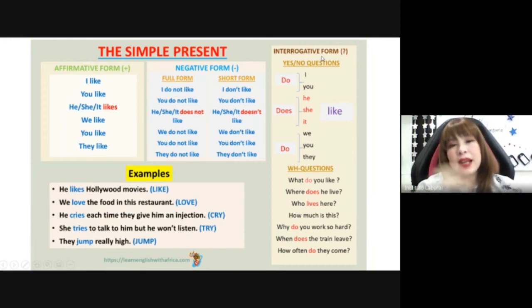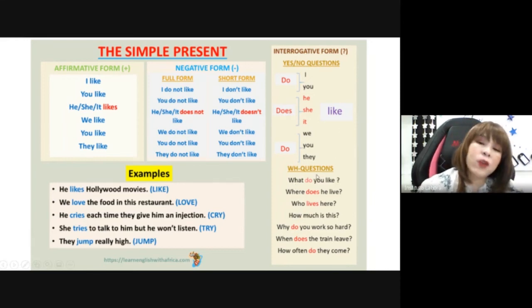Interrogative form. Let's review this again. The interrogative form needs the use of the modal auxiliaries do or does. I use do when the subject is I, you, we, you, and they. And I use does when the subject is he, she, or it, the VIP, the very important people, right? The third person singular. The verb does not need the S anymore because the modal auxiliary has it here. Do changes into does with the third person singular. And the verb is in the infinitive form. We don't need to change anything here.